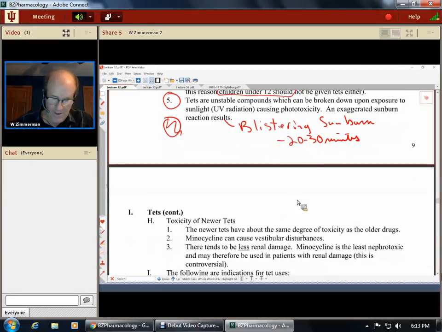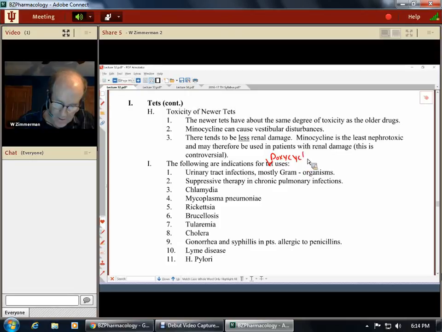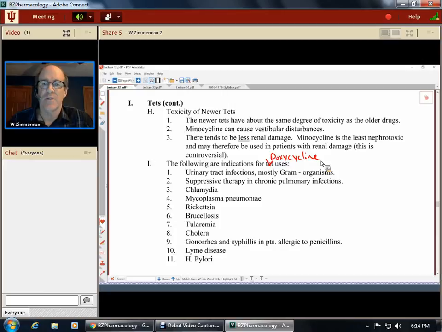As I said, the newer tests are about the same as the older tests, the doxycycline and cycline. Maybe there's less renal damage, but nothing that I would really pick on there. I'm mostly interested in the sunburn, and you're not giving these drugs to a woman who's pregnant. So the indications for these drugs are kind of all over the place. And I say for TET use, but you know what? Let's just say for doxycycline use. What are the indications for doxycycline use? Some urinary tract infections. Yeah.